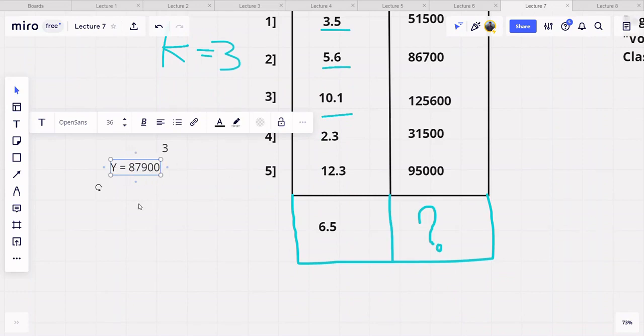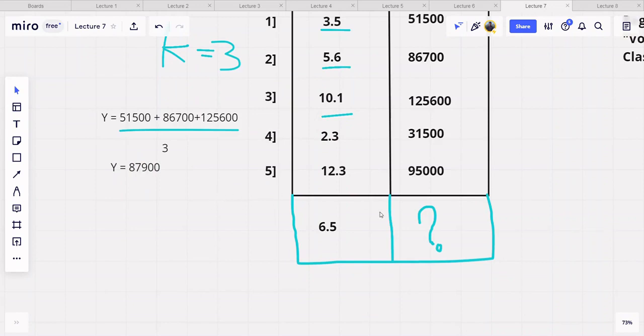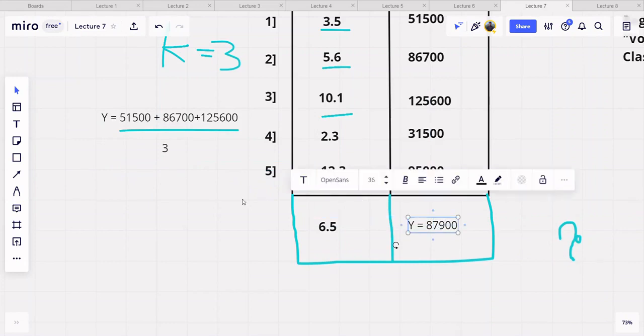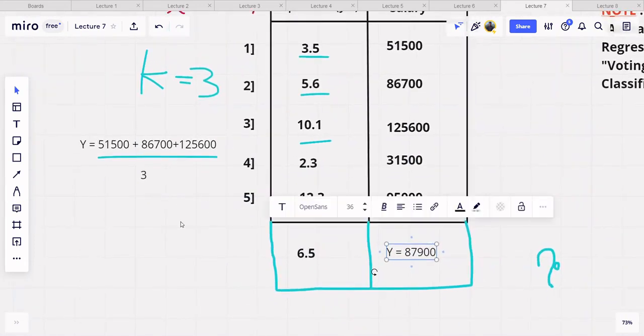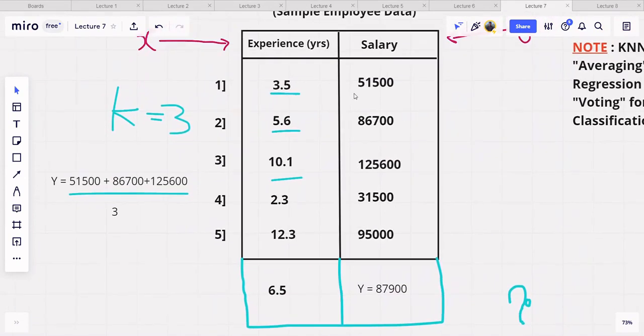So what we can do is we can now clear this. We can remove this, and we can write that our predicted value is 87,900. So what we did was we looked at the closest data points, and we estimated our prediction here.